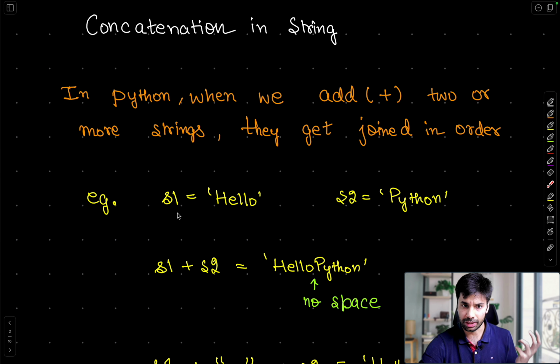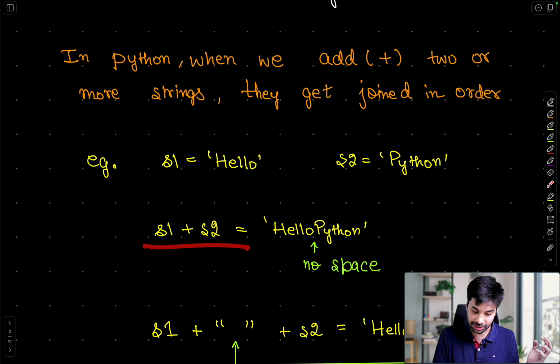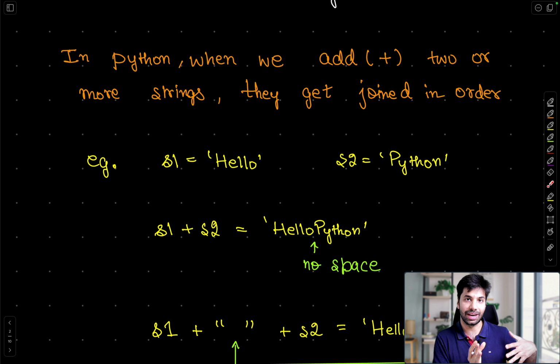Okay, so now let us understand that a little bit better. So example is that if S1 is hello and S2 is Python, right? So when we add that, this is gonna give you the name of our series, Hello Python. Just one thing always remember, so by default space is not added. Okay, it adds them the way it is.